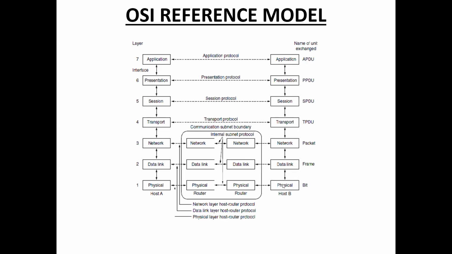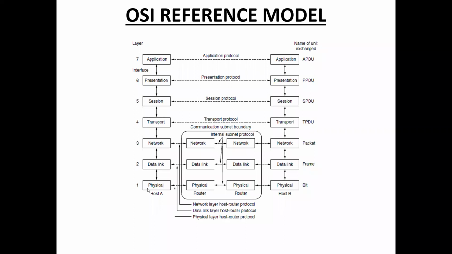Data in the physical layer is in the form of bits 0 and 1, data in the data link layer is in the form of frames, and data in the network layer is in the form of packets. So this is the introduction to the OSI reference model. Now we discuss each layer in the OSI reference model. First one, physical layer.